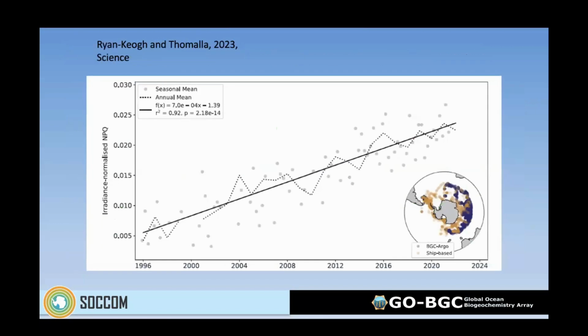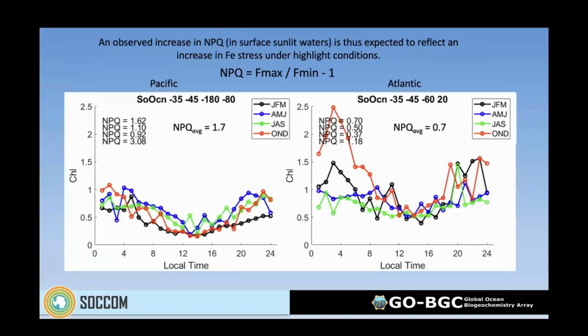To do technically what is done here, you want to have irradiance-normalized NPQ. So Ryan Keogh et al. only used floats with a radiometer and a fluorometer. Not many of the floats globally. There are very few radiometer floats globally. But as I say, you need one other product. There are satellite products of light penetration in the ocean. And just as we see here with the difference between the Pacific and Atlantic, you could model the light. You can get the satellite light penetration. 0 minutes, and I'm done. That's it. Oh, no, I'm not done.